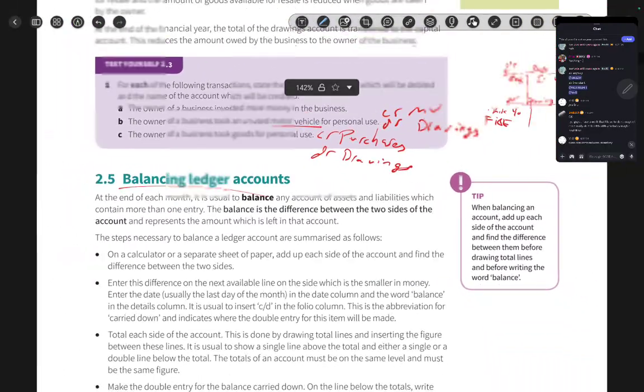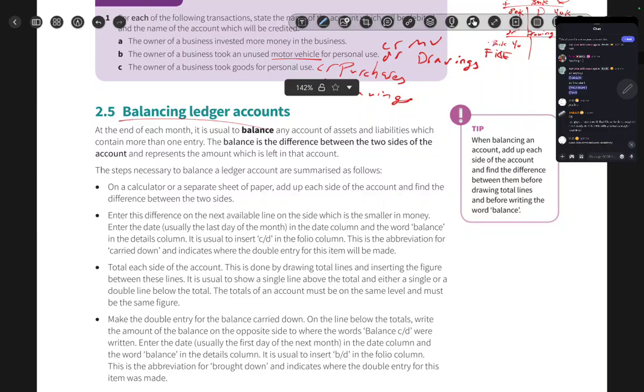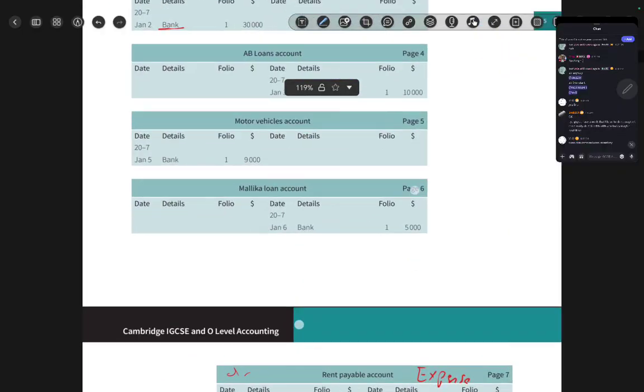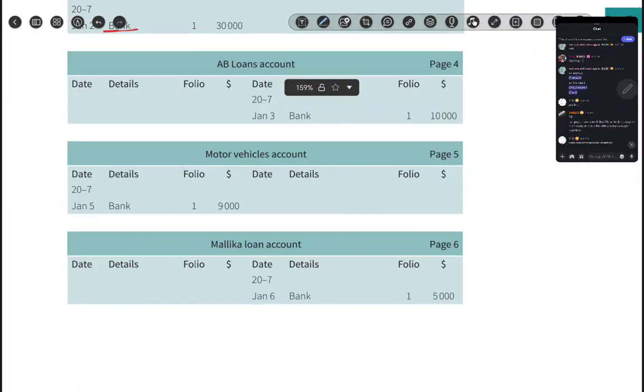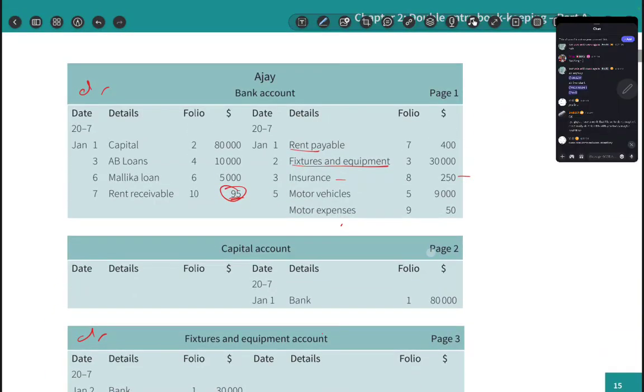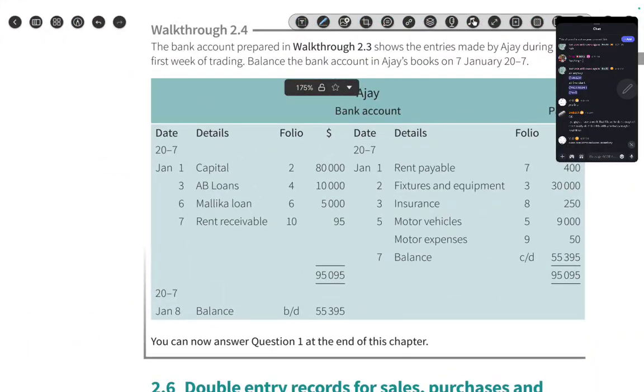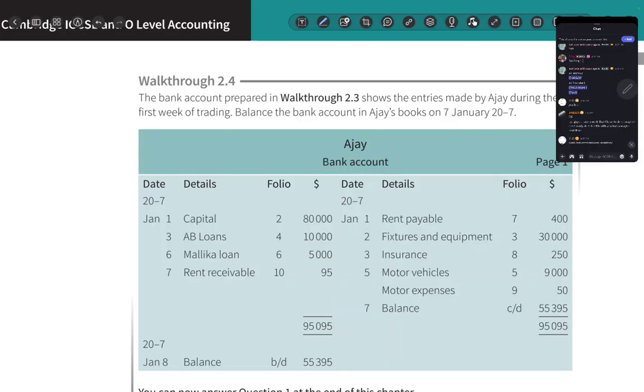Very simple, very easy. When balancing accounts, at the end of each month, it is usual to balance any accounts of assets and liabilities with more than one entry, okay. Now, this account here has only one entry, and this has multiple entries. If we total these sides, they will not be equal. This side is more than the other side by $55,000. This side is less by this much amount.